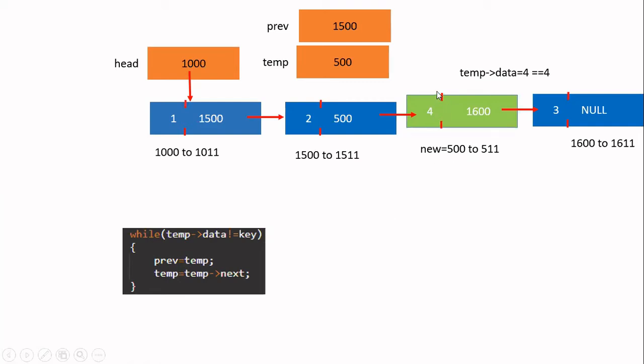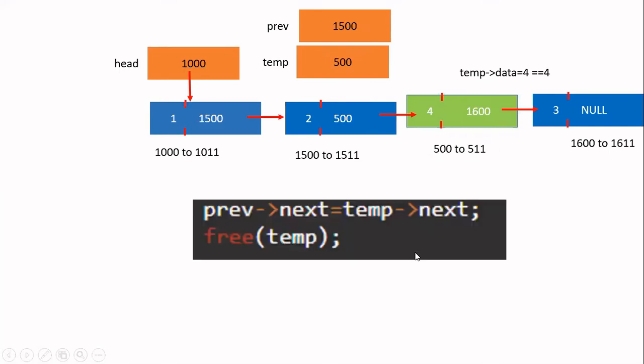Now we know that this is a node we want to delete. So what is the starting address of the node you want to delete? That is 500. Okay, where is this 500 available? Look at this diagram. When you come outside the loop, 500 will be available in temp. Okay, this you have to release to the garbage area. Okay, so let us focus on the next slide.